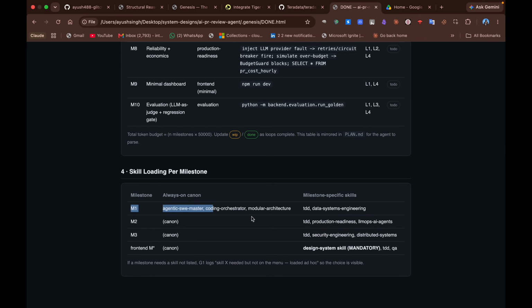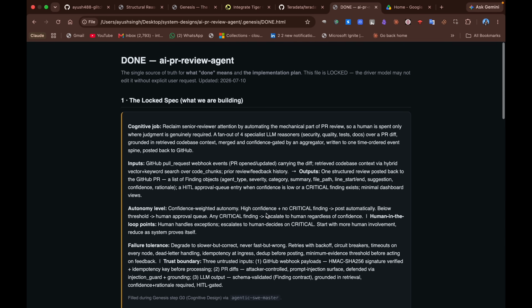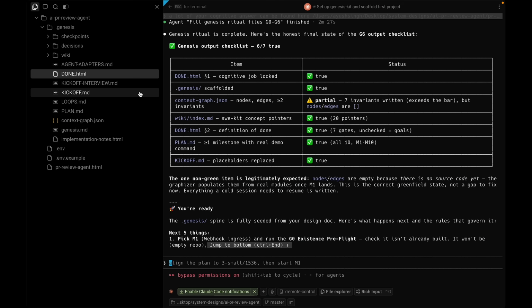Then skills which we are loading per milestone. For example, for the first milestone, we are loading data system engineering from the Agentic SW master model architecture and coding, our orchestrator. Then M3, where you're using security engineering and distributed systems, etc. So it is using the right skills at the right time. So done.html figures out what is the locked job. Then your Genesis is the one which got unfolded.